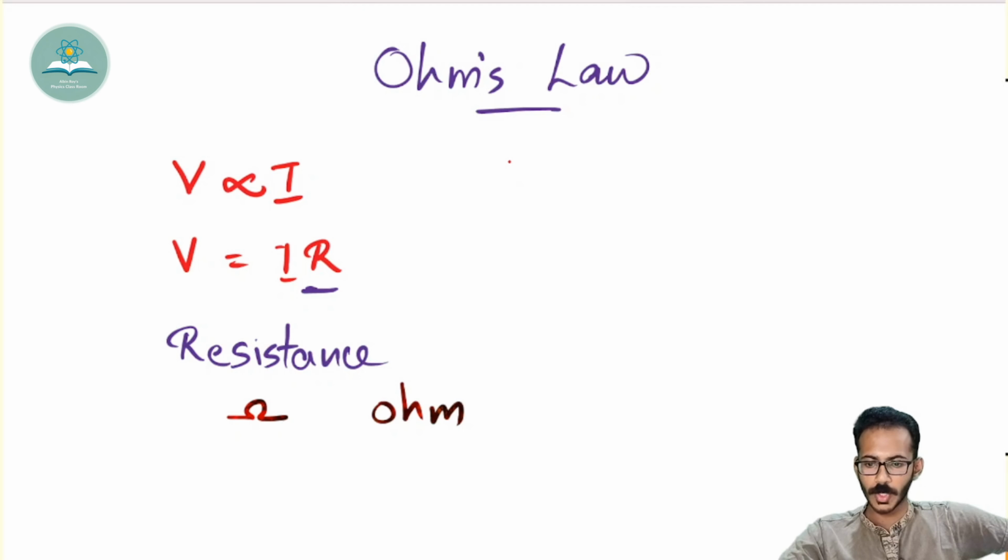To remember Ohm's law, let's make a triangle here. Inside the triangle, we'll write V, I, R in this order. So V is equal to I into R. R is equal to V by I. I is equal to V by R. This is one of the main equations that we should remember in this chapter.